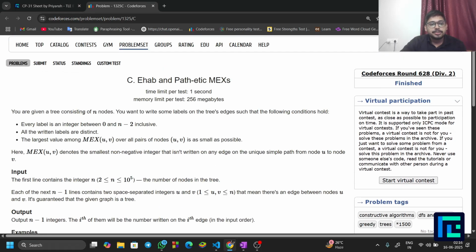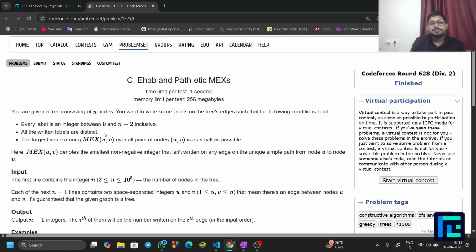You are given a tree consisting of n nodes. You want to write some labels on the tree's edges such that the following conditions hold. A label is an integer between 0 and n minus 2 inclusive. All the written labels are distinct. So if we read the first two conditions, what we can conclude from that is a tree, if it has n nodes, would have n minus 1 edges. I hope you know that.